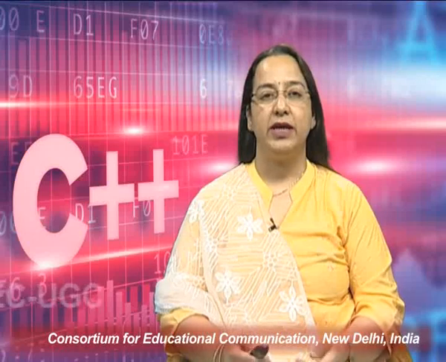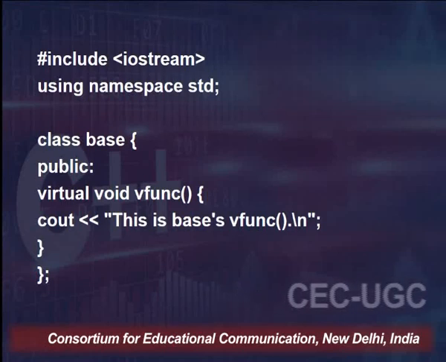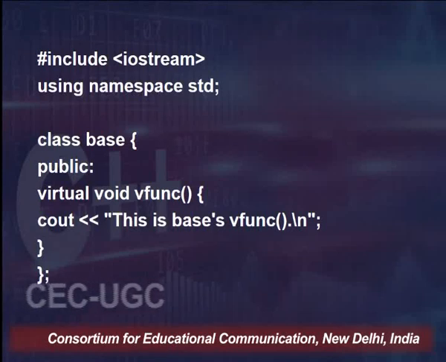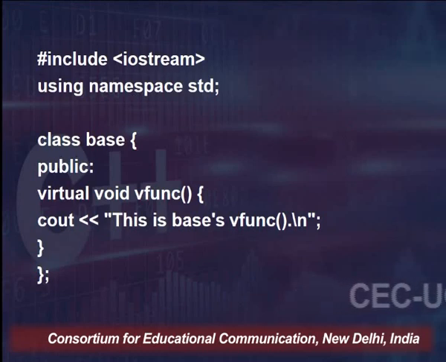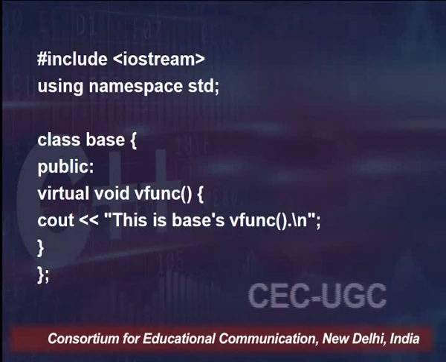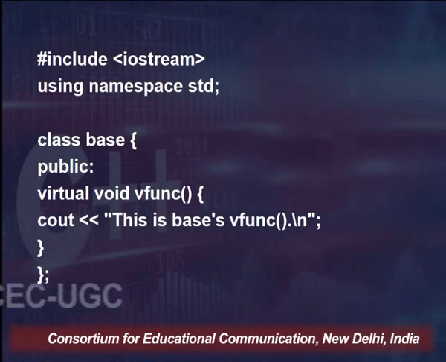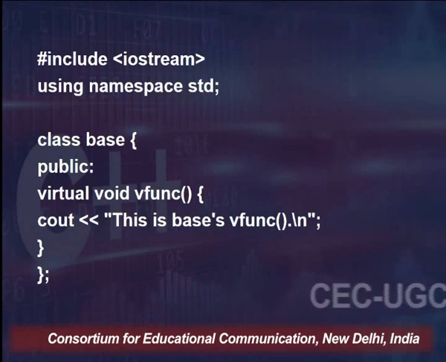Let us try to see what is happening and how we can do that within the program. So, we have one class base. Within the public section we have one vfunc, which is a virtual function, and it has been declared with the help of the keyword virtual. It says virtual void vfunc without the parameter list, and within the body of this vfunc we have only one cout statement which prints "This is the base vfunc", and the definition of the vfunc as well as the definition of the class base ends here.